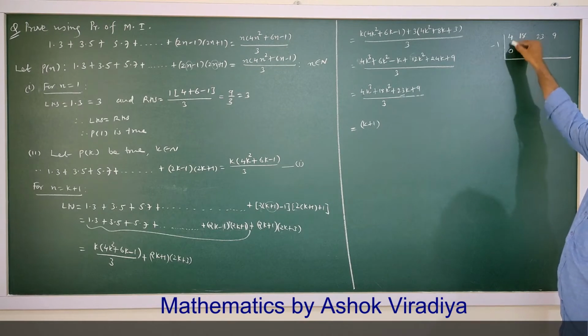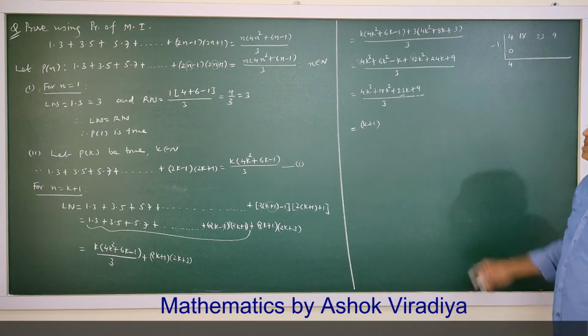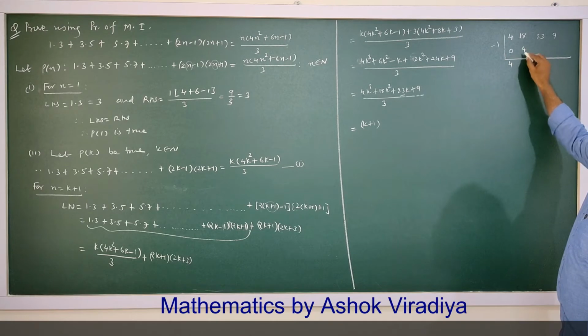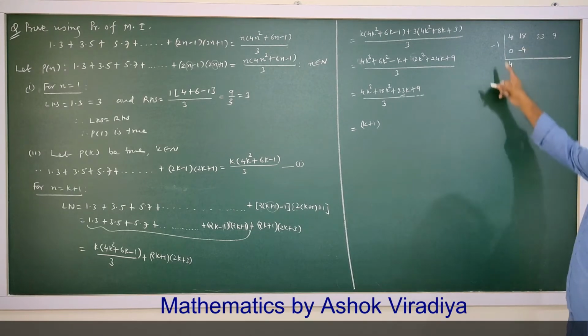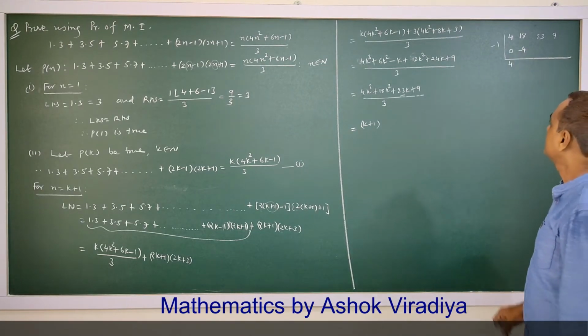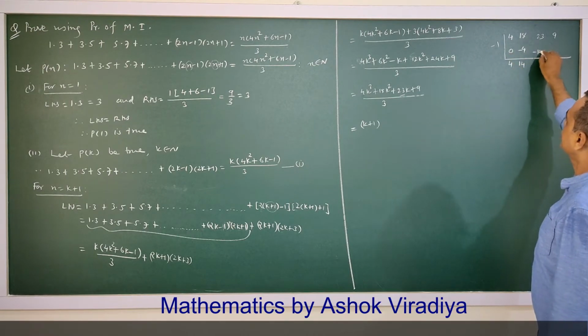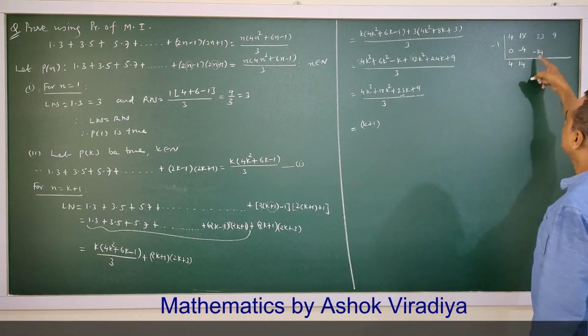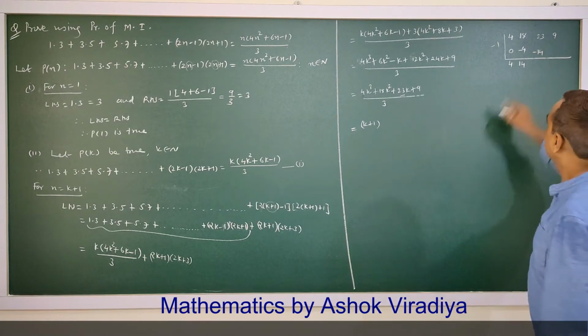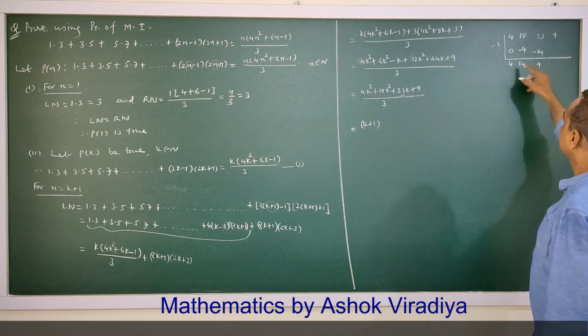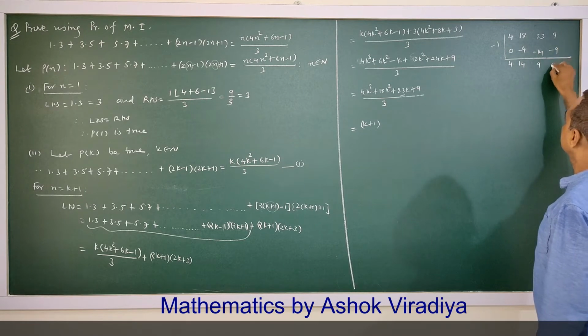Now put 0. Vertical addition. Diagonal multiplication. -1 into 4 is -4. Then vertical addition. Diagonal multiplication. Well, -1 into 14 is -14. Vertical addition 9. Diagonal multiplication. Here this is 0.